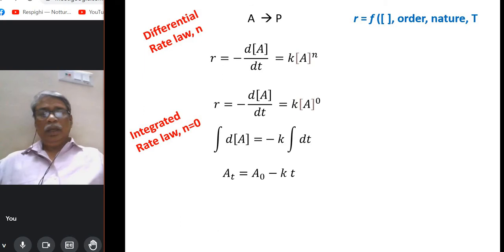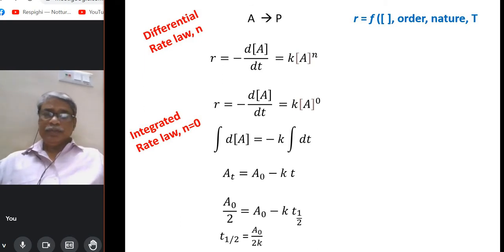Right. Now one more important concept, t half. So t half is the time taken for the reaction for A_t to reach half of the initial concentration, that is A0 by 2. So A_t becomes A0 by 2, and if we equate now t as t half, then you can easily solve for t half to be A0 by 2k. So that is for a zero-order reaction, t half is given by A0 by 2k.